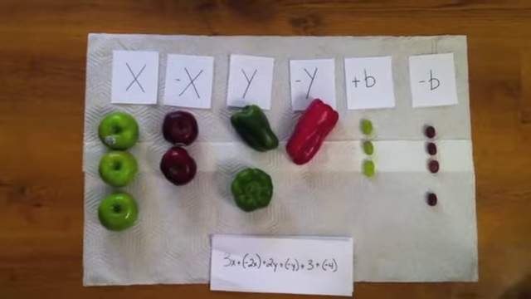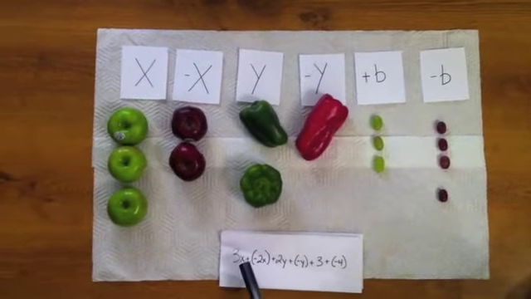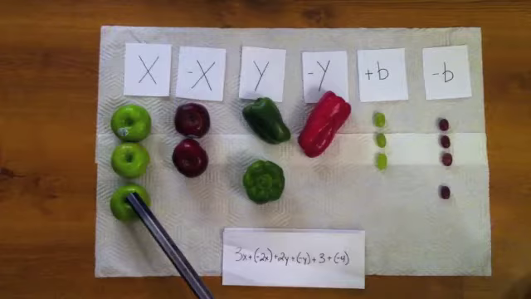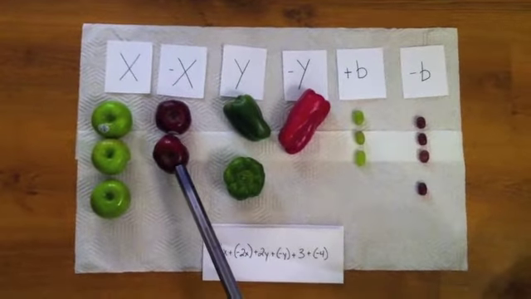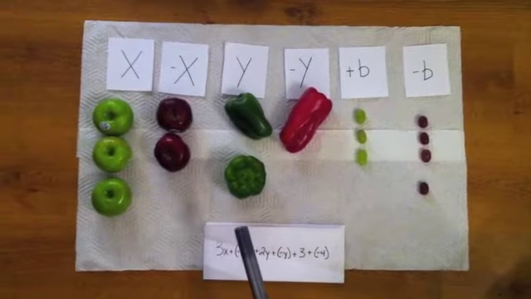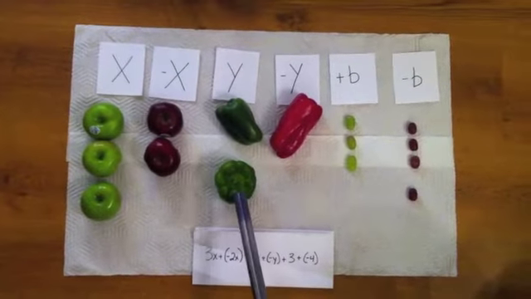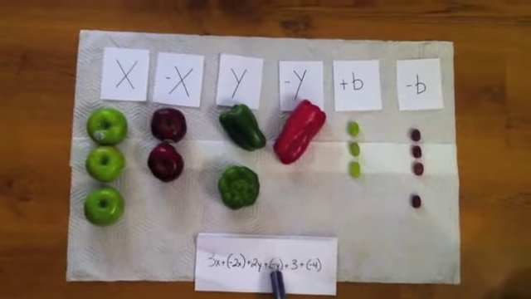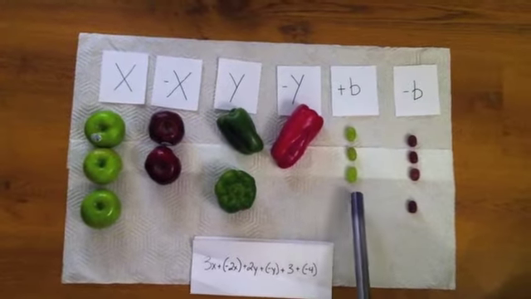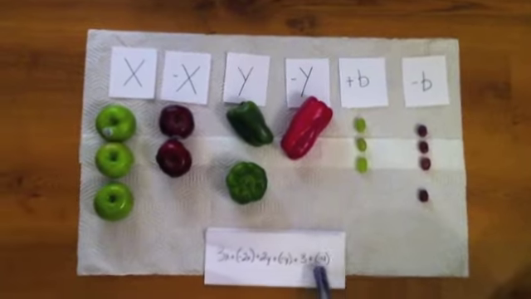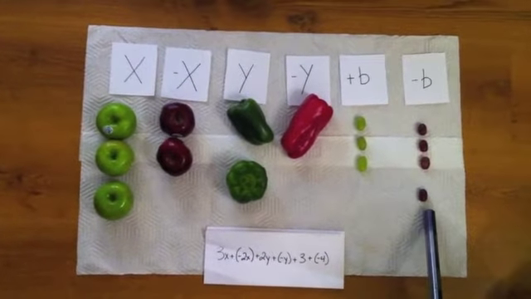So now that we've regrouped, let's take a look at our new equation. We have 3x, 3 green apples, plus negative 2x, which is represented by 2 red apples, plus 2y, which is represented by 2 green peppers, plus 1 negative y, still our red pepper, plus 3, which is our 3 green grapes, plus a negative 4, which is our 4 red grapes.